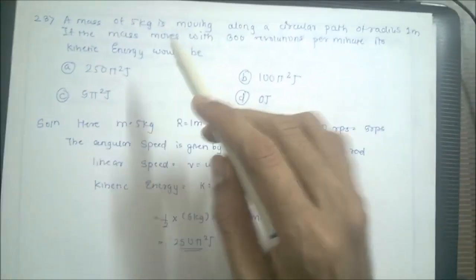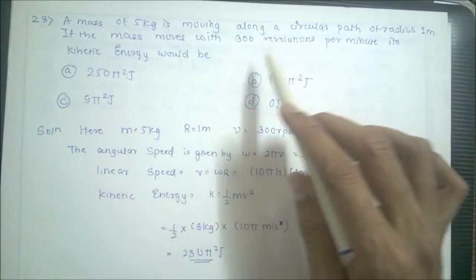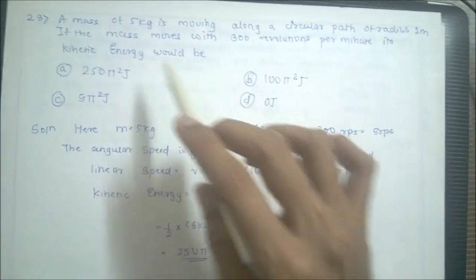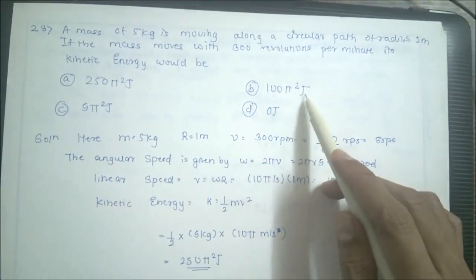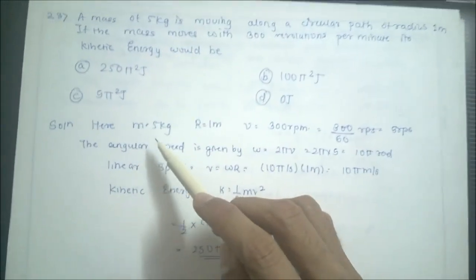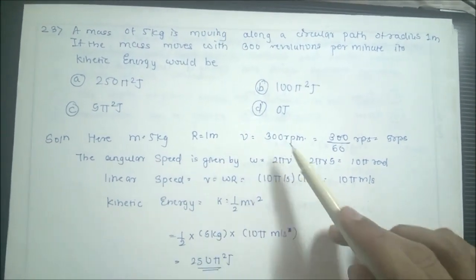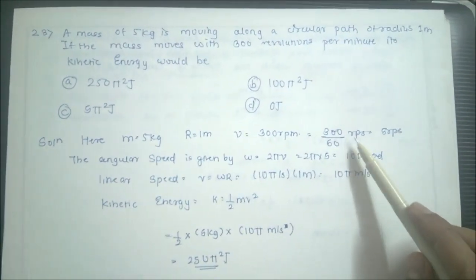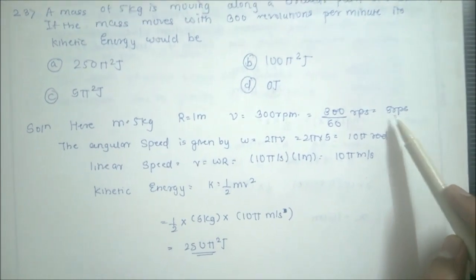A mass of 5 kg is moving along a circular path of radius 1 meter. If the mass moves with 300 revolutions per minute, its kinetic energy will be 250 pi square joules, or 100 pi square joules, or 5 pi square joules, or 0 joules. Here the mass given is 5 kg. We have radius given as 1 meter. The rotations are given as 300 per minute, so we can calculate it in seconds. That is 300 upon 60, which gives you 5 rotations per second.